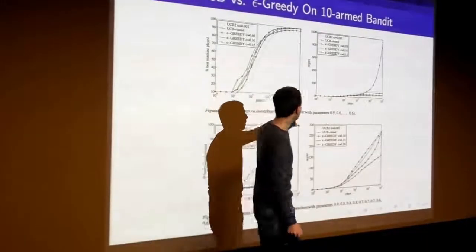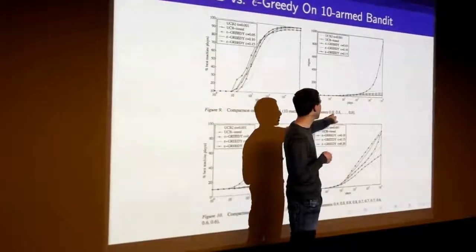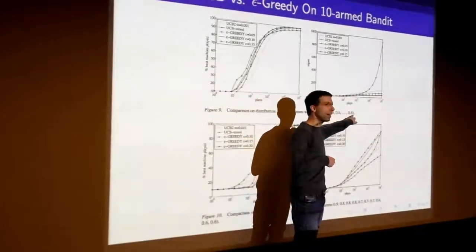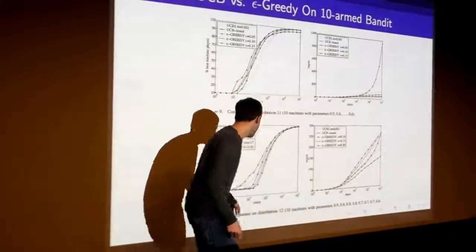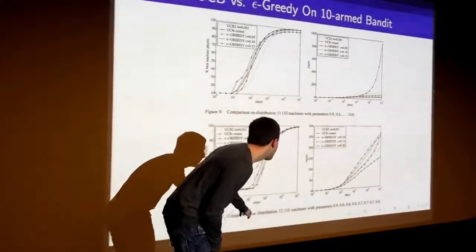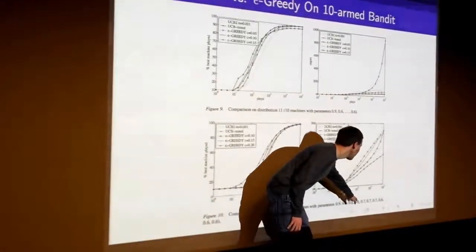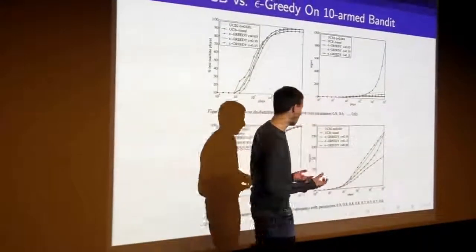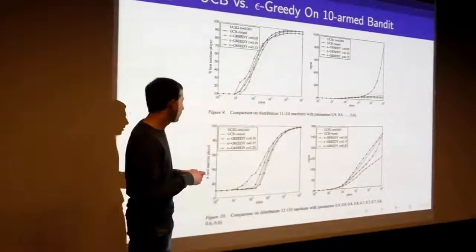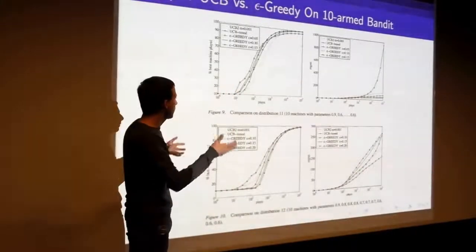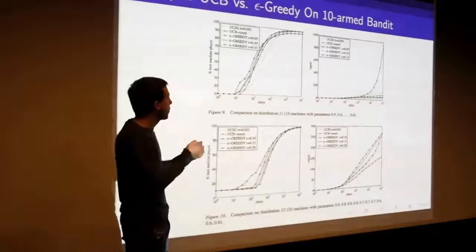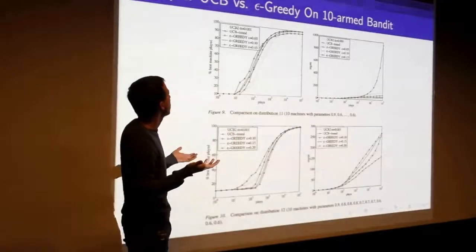So this is like 10 machines which have parameters where one of them pays out 90% of the time and all the others pay out 60% of the time. And here we've got one of them pays out 90% of the time, 3 of them pay out 80% of the time, 3 of them pay out 70% of the time, and so forth. So it's like different types of distribution, and the question is how well do these algorithms do?